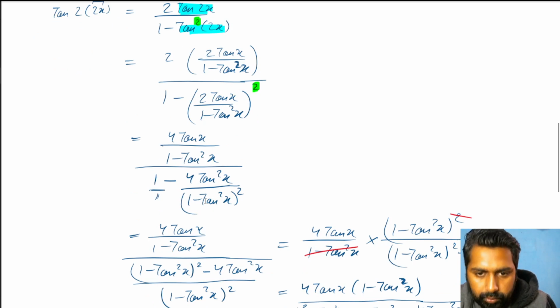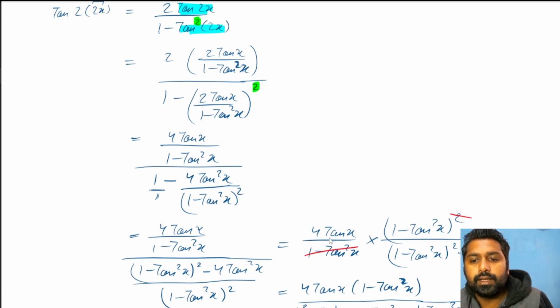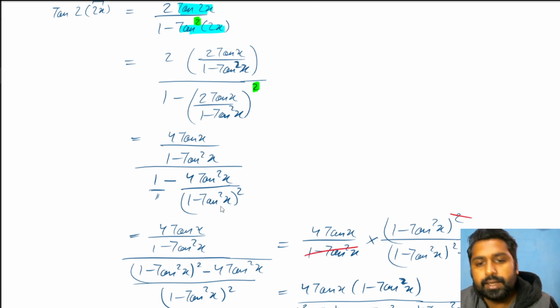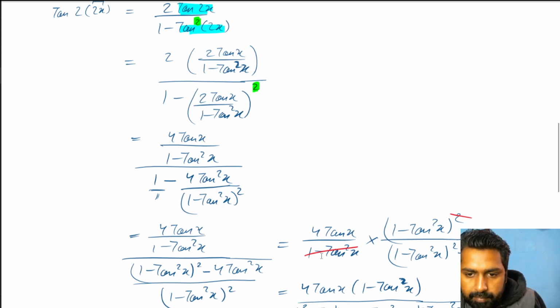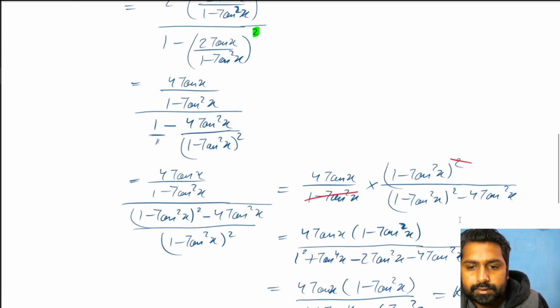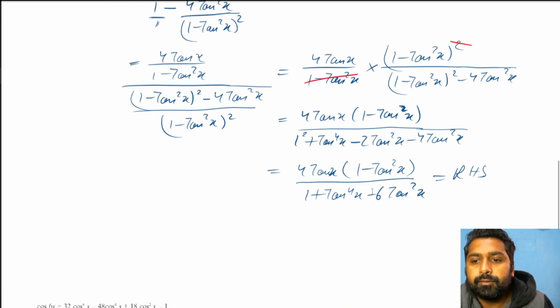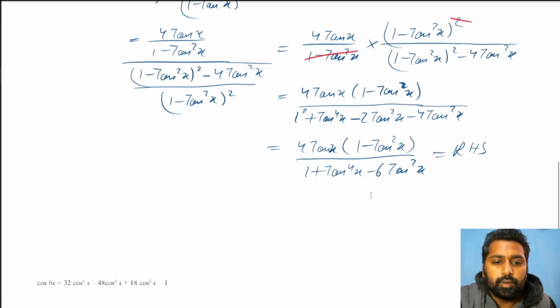If I open the whole square in the denominator, it will become complicated, so I opened it only at the last step. Before that I didn't open it. Okay, and that gave me this benefit: 1 minus tan square, and this 1 minus tan square whole square got cancelled. So be very careful while opening any identities in Trigo.